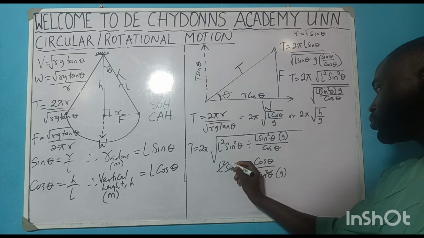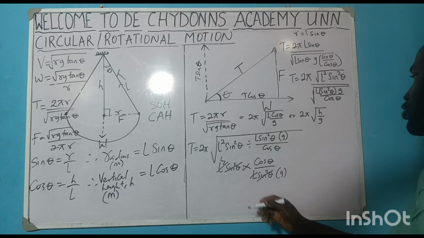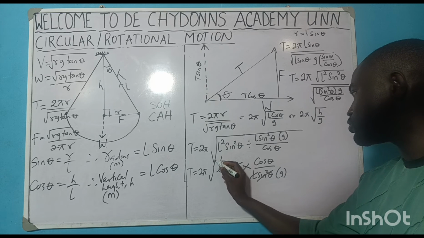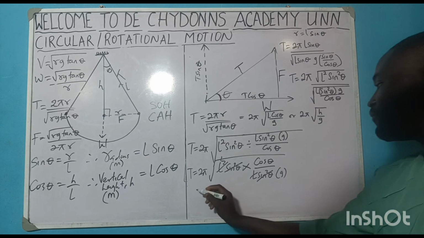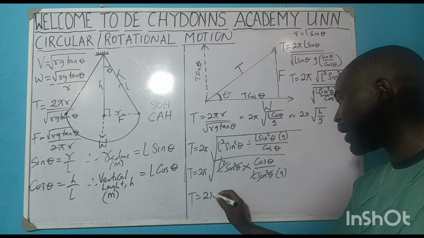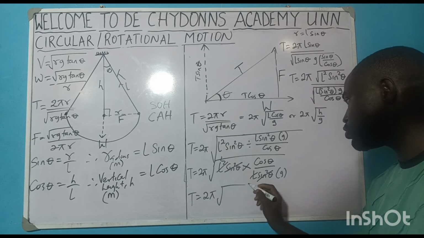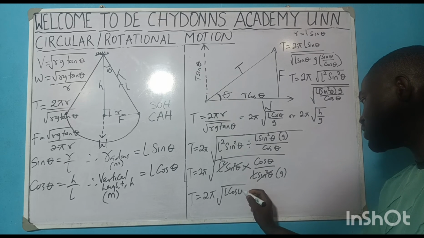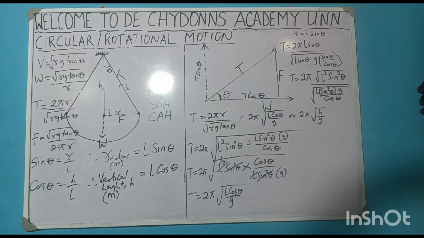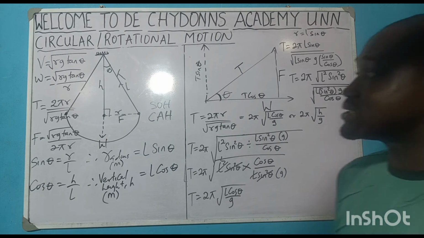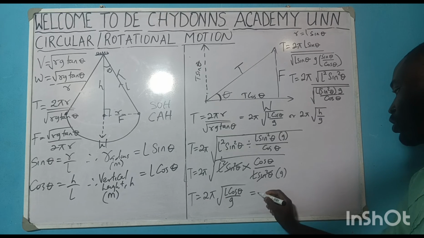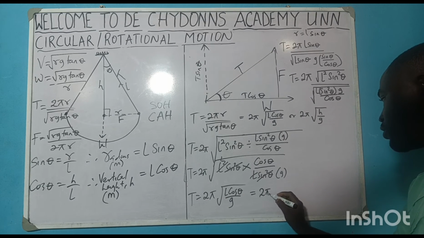L will cancel what we have here, leaving you one L. So t is equal to 2 pi square root of L, times cos theta, all over g. So we say that the period is this, and that same period is equal to 2 pi root h over g.